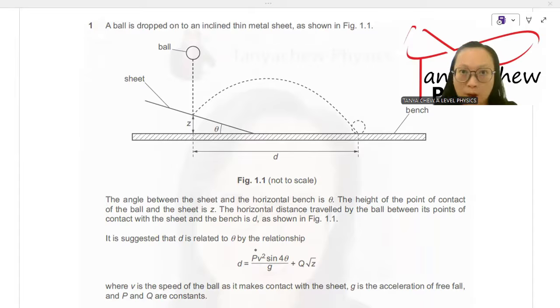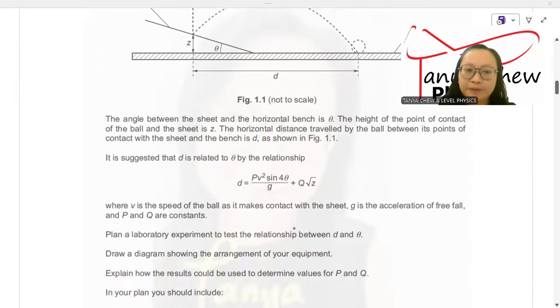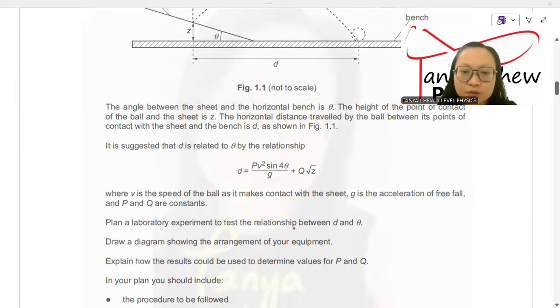shown in Fig 1.1. It is suggested that d is related to theta by the relationship given here, where v is the speed of the ball as it makes contact with the sheet, g is the acceleration of free fall, and p and q are constants. Plan a laboratory experiment to test the relationship between d and theta.